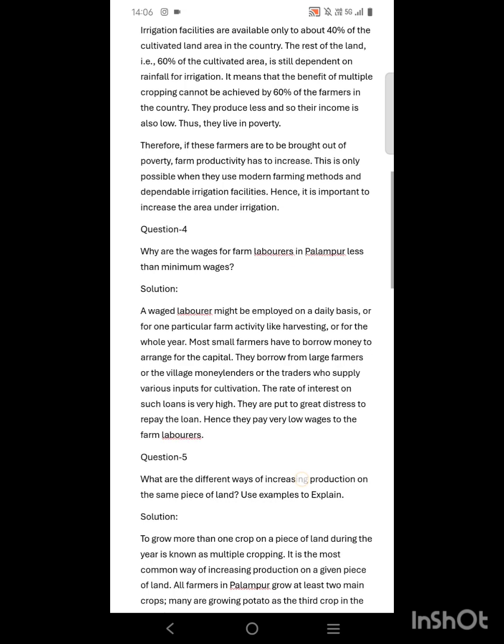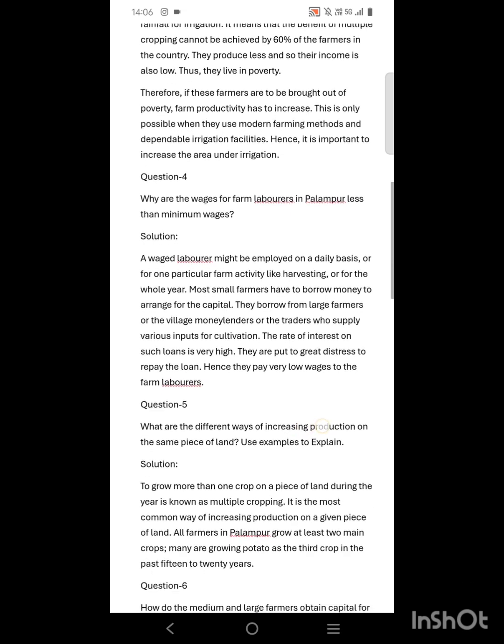Number 4. Why are the wages of farm laborers in Palampur less than the minimum wages? A waged labor might be employed on a daily basis or for one particular farm activity like harvesting or for the whole year. Most small farmers have to borrow money to arrange for the capital. They borrow from large farmers or the village money lenders or the traders who supply various inputs for cultivation. The rate of interest on such loans is very high. They are put to great distress to repay the loan. Hence, they pay very low wages to the farm laborers.